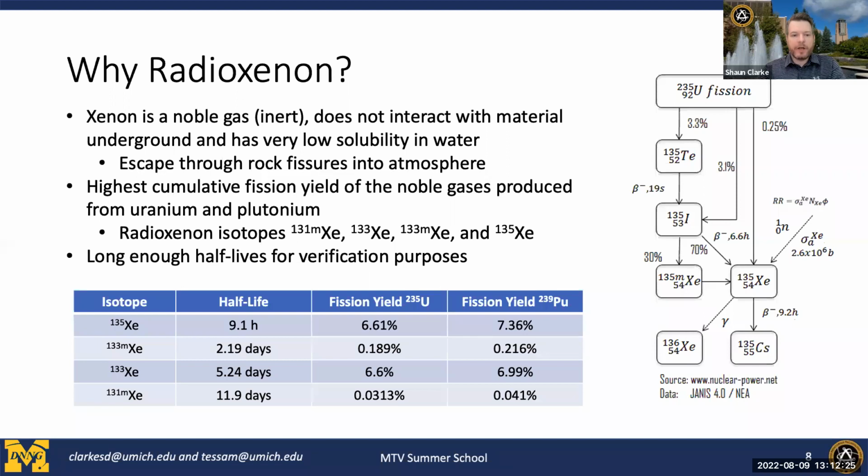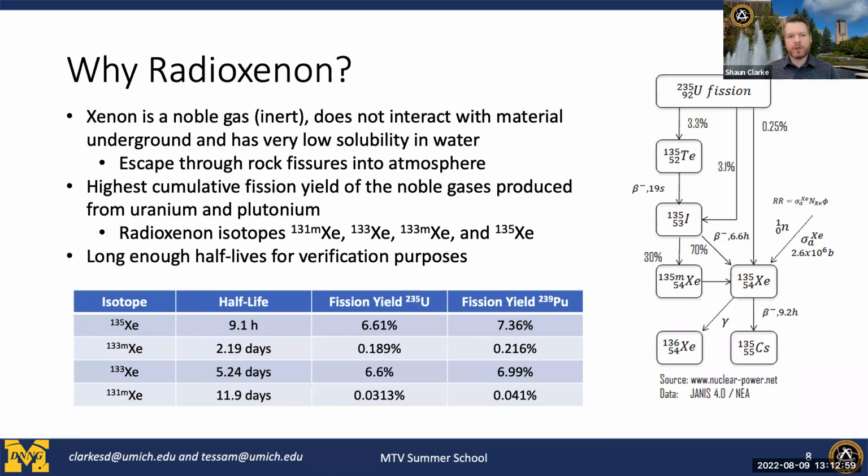Okay, so xenon. Why radioxenon? What is xenon? Xenon is a noble gas, which means it's inert. If you remember your high school chemistry, noble gases are inert, meaning they don't react with materials around them. What that means in practice is there's a very high probability that the xenon gas will diffuse up through the ground and escape the underground containment following an underground nuclear test. So the fact that it's a noble gas is the first reason why xenon is important.